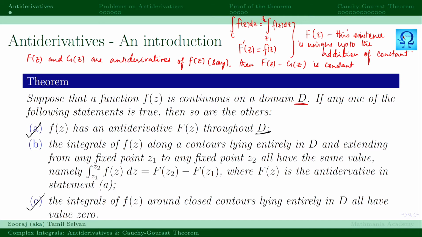Suppose a function has an antiderivative throughout the domain, then the integral over any closed contour will have the integral value to be 0. This will imply that the integral from z1 to z2 of f of z dz would be F, the big F being the antiderivative, evaluated at the point z2 minus evaluated at the point z1. This value is going to be like this, right?